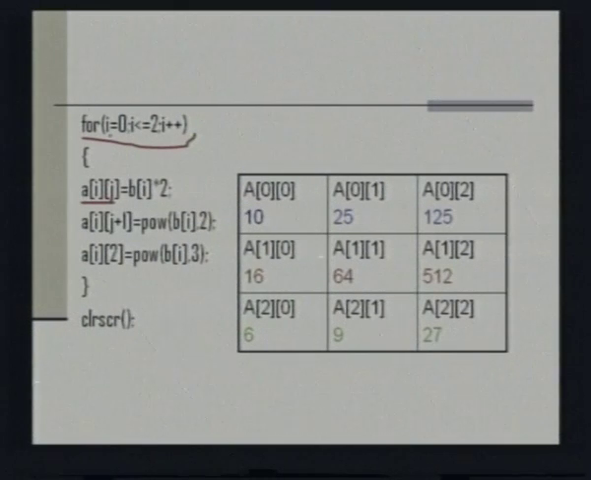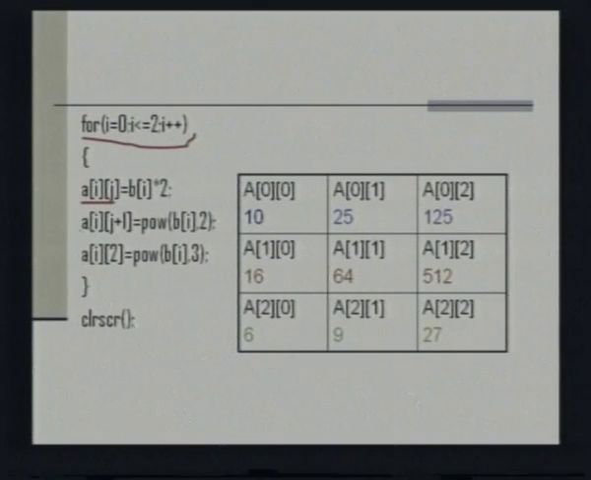So a of I comma j, j was initialized to 0 in the beginning itself. Here I is 0 during the first iteration, so this is equivalent to a of 0 comma 0. a of 0 comma 0 holds b of I into 2. 5 is the first b of 0. I is now 0, so b of 0 is 5. 5 into 2, 10 is stored in a of 0 comma 0.